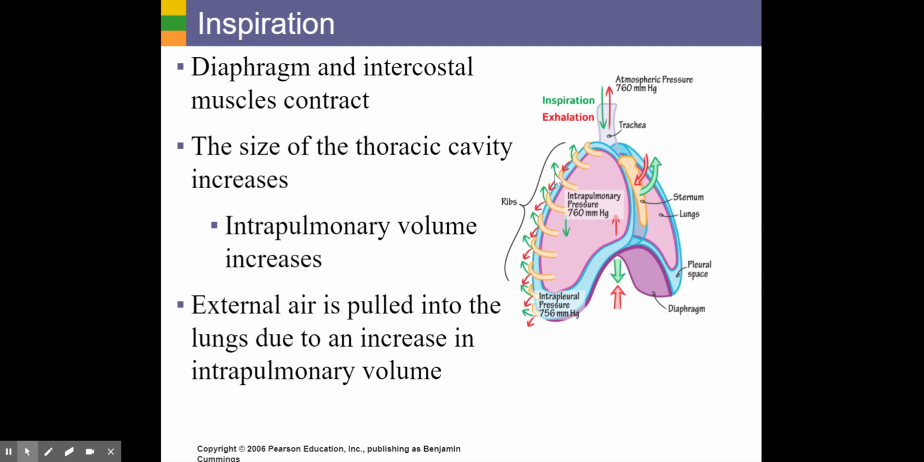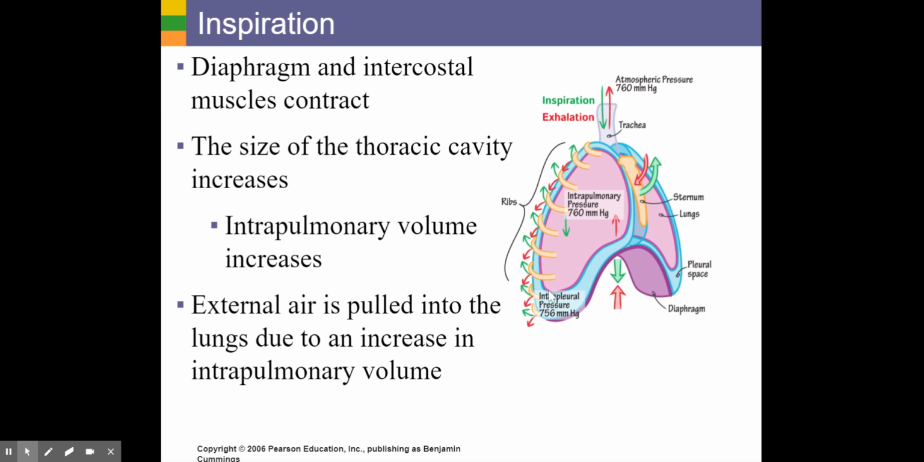The internal intercostal muscles actually contract and cause a little bit of a rotation of the rib cage upwards and out, which also increases that thoracic cavity. So really it's driven off of this kind of increase in space. And what it's referred to as is intrapleural volume increases. So if that increases, we're decreasing the pressure that's inside of the thoracic cavity, which will essentially cause air to be pulled into the trachea.